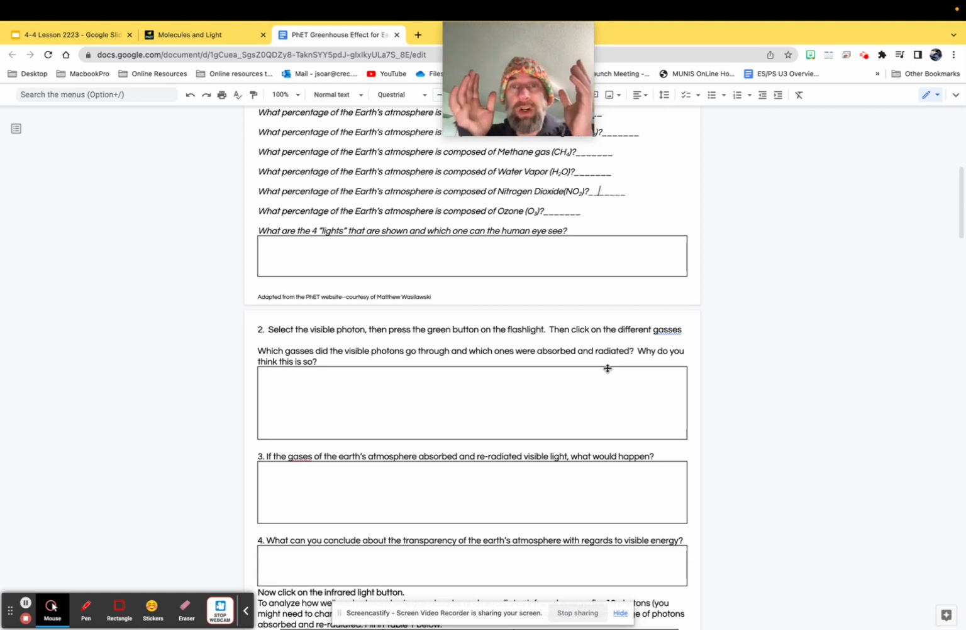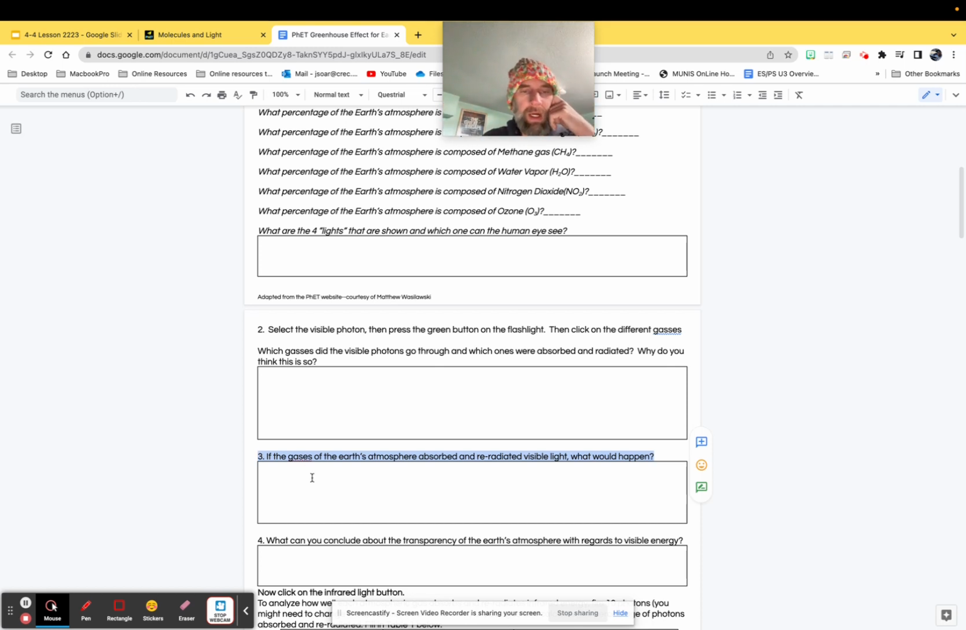Because basically the atmosphere has to allow sunlight in. Otherwise, we wouldn't have heat. No sunlight, no heat, no plants, no cows, no cheeseburgers. If the gases of the Earth's atmosphere absorbed and re-radiated visible light, what would happen? If the greenhouse gases absorbed incoming sunlight and bounced it out, it would act like a mirror or shield and not let any sunlight get to the earth. If no sunlight got to the earth, what would happen to the temperature?